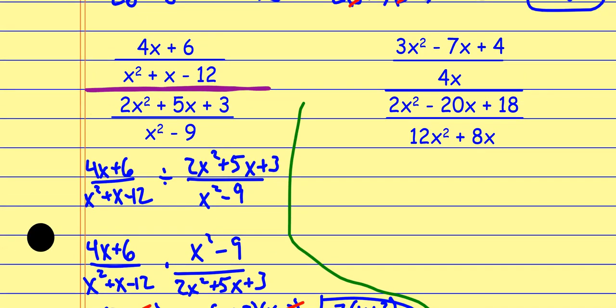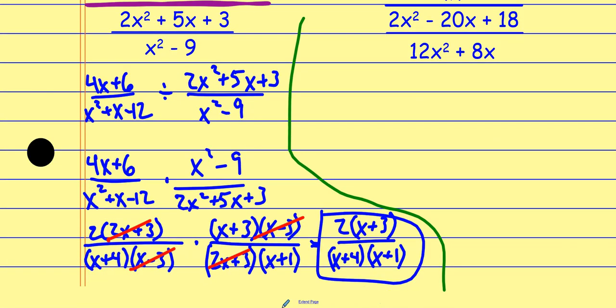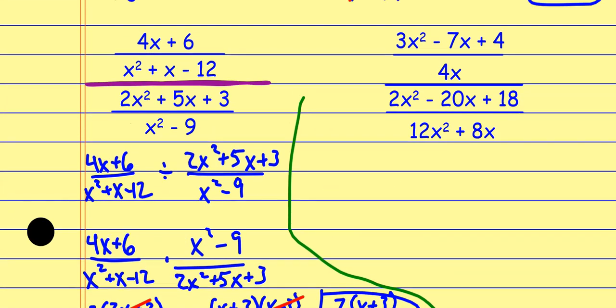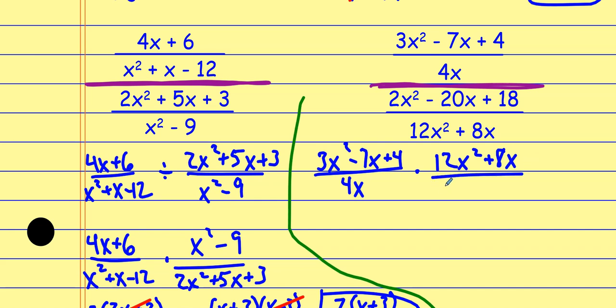So if I look at the next one, again, I'm going to cut out that first step that I did. I'm going to go right to changing it to multiplying by the reciprocal. So again, think of this guy as my division symbol. So multiplying by the reciprocal, that's going to be 3x squared minus 7x plus 4 over 4x. Notice the first fraction never changes. And then instead of divided by, I'm going to do multiplication. And I flip this second fraction. So I flip, so it's 12x squared plus 8x over 2x squared minus 20x plus 18.